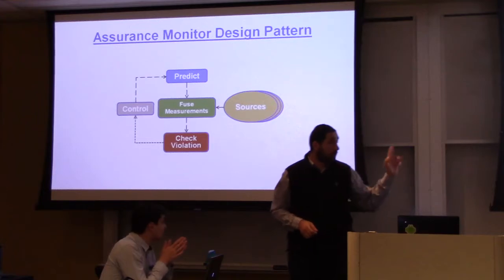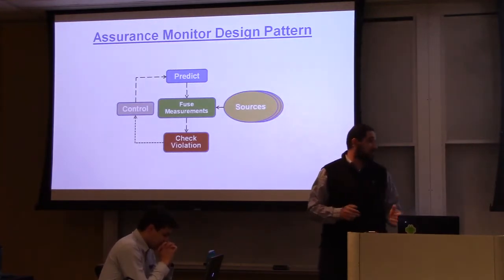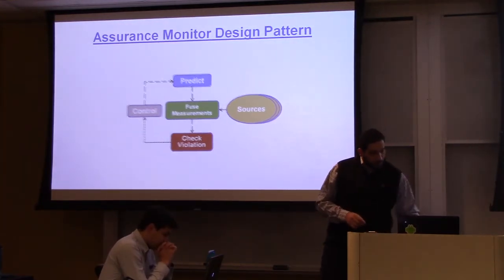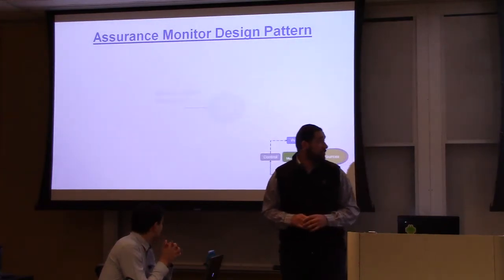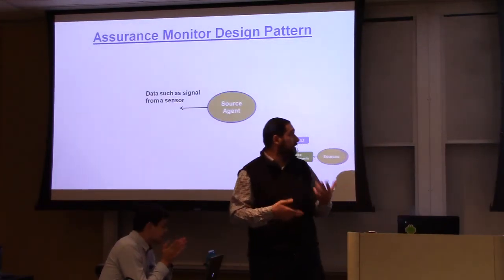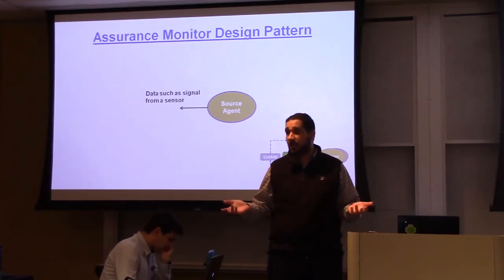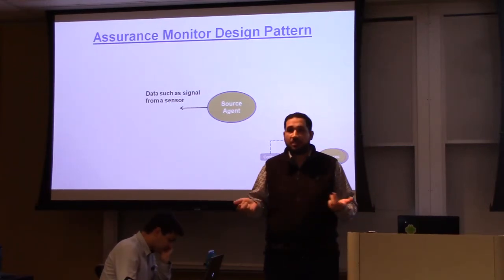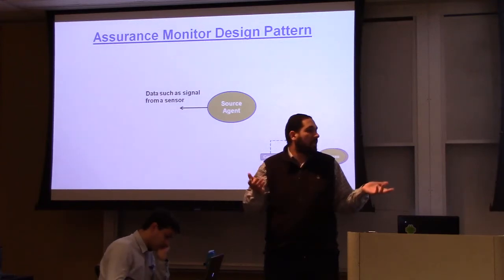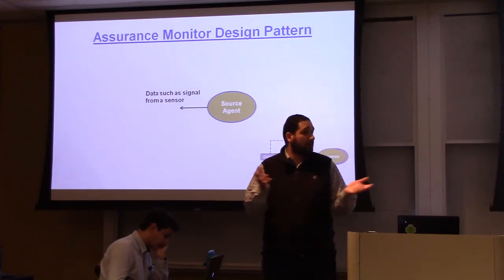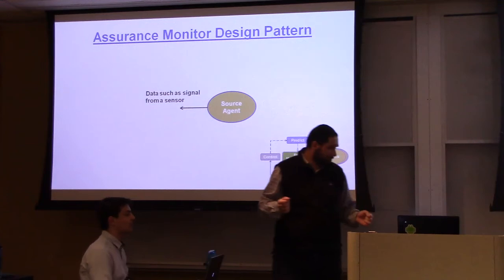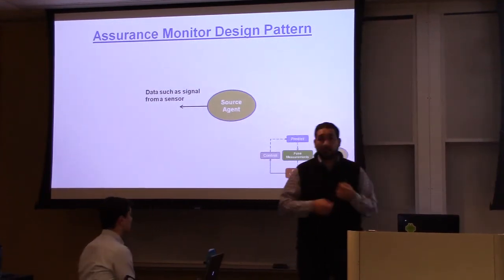I will go through each one of the agents and explain what it does briefly. So the data source agent, you can think of it as something that data coming from a sensor. Like in the drone, it's a sensor that measures energy, maybe a drone that can measure the weather around it, something like that. So it's a stream of data coming from the sensor all the time.